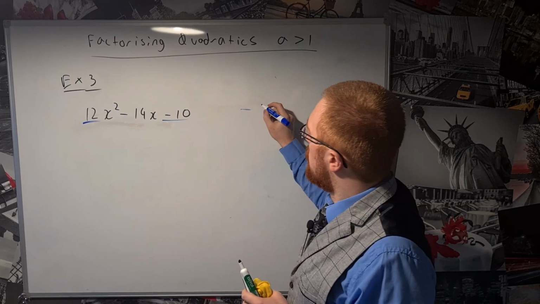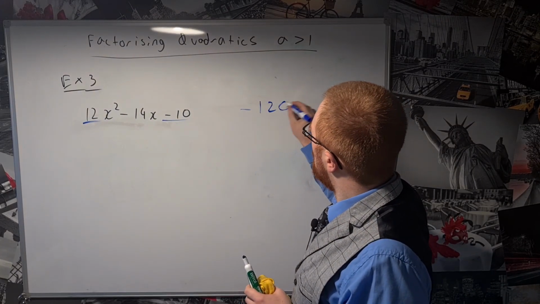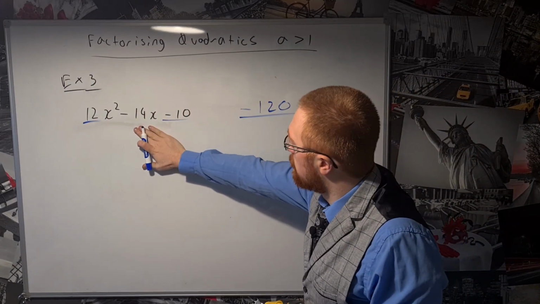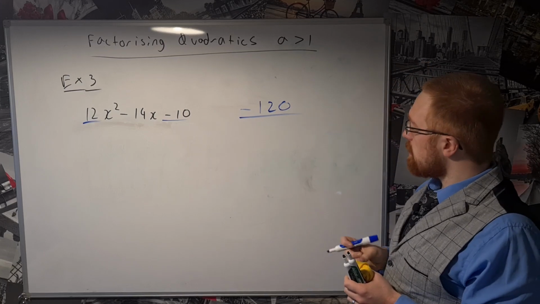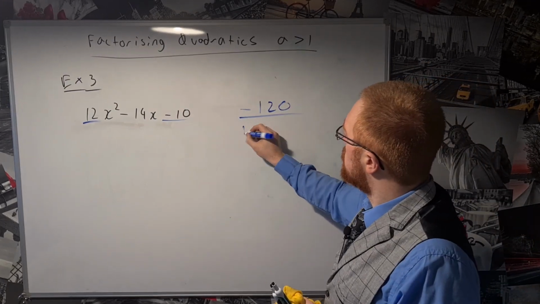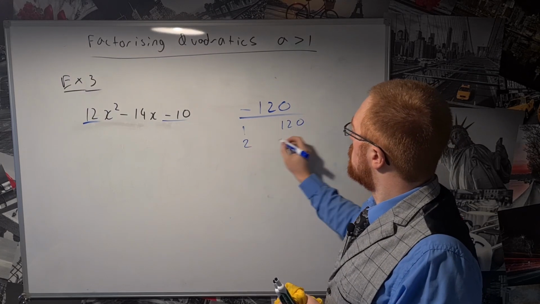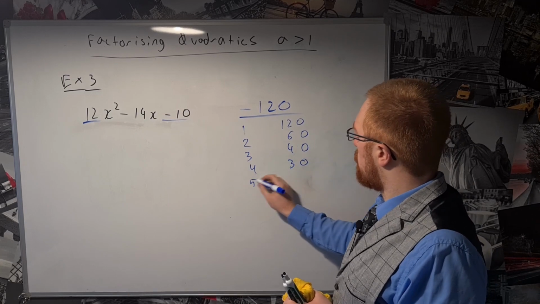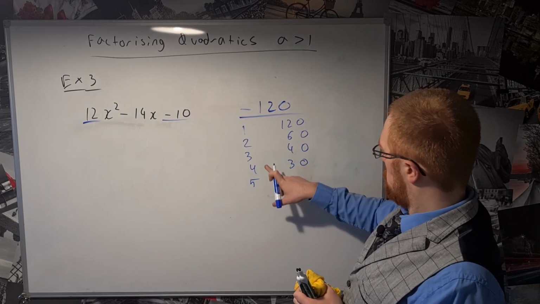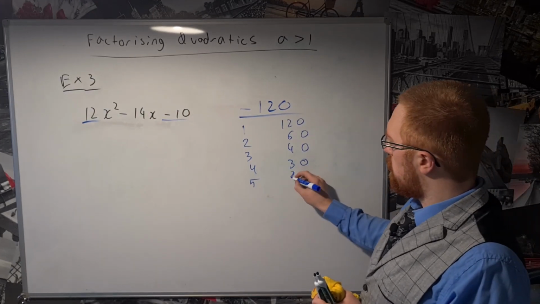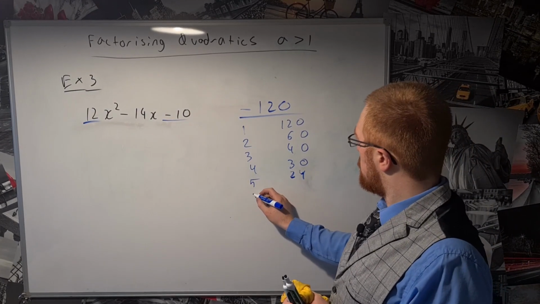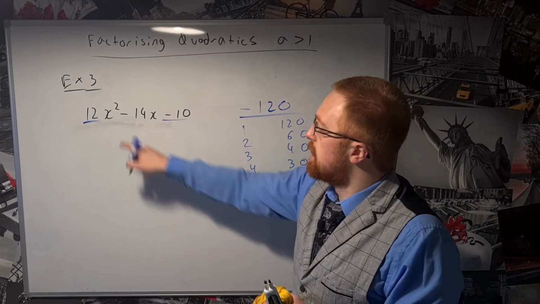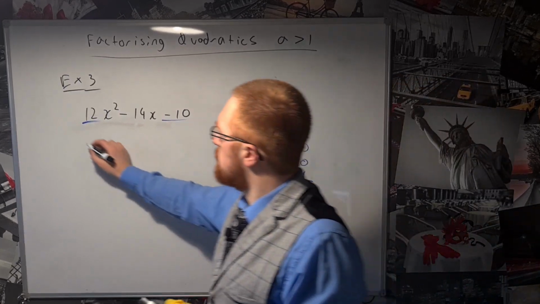12 times negative 10 is negative 120. We're looking for a pair of factors of negative 120 that give me negative 14. So again, 120, 2 and 60, 3 and 40, 4 and 30, 5 and 24, nearly, 6 and 20, there we go, and if we've got negative 20 and 6, that gives me negative 14.